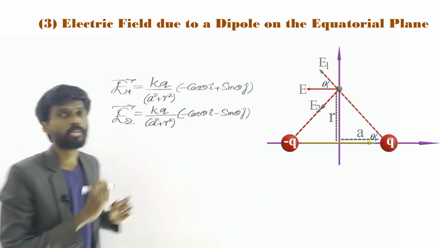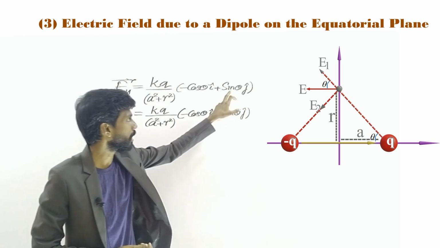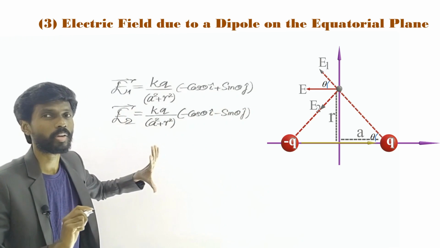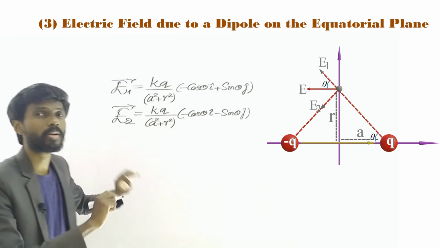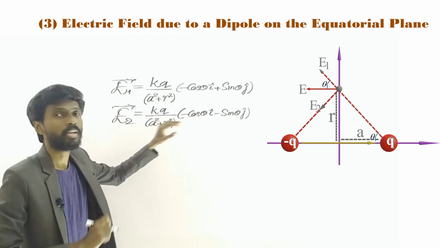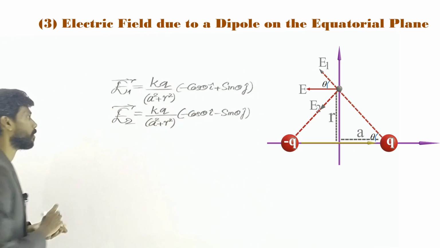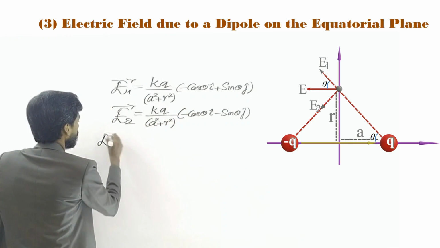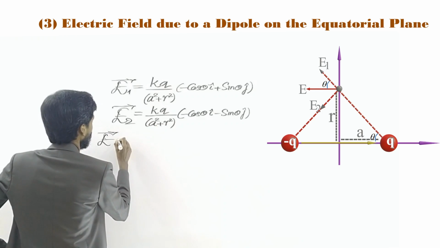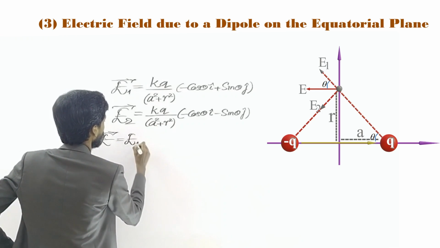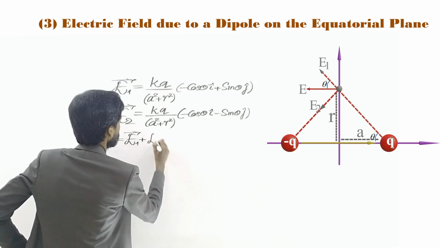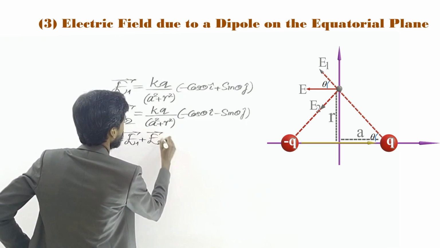So we have to add these two values. But if you add this, the vertical components will cancel each other. Directly we could have written the horizontal components only, but anyway we have written both components and then add this value. Now we want the required electric field. The total electric field is the sum of these two, so E1 vector plus E2 vector. So add these two.